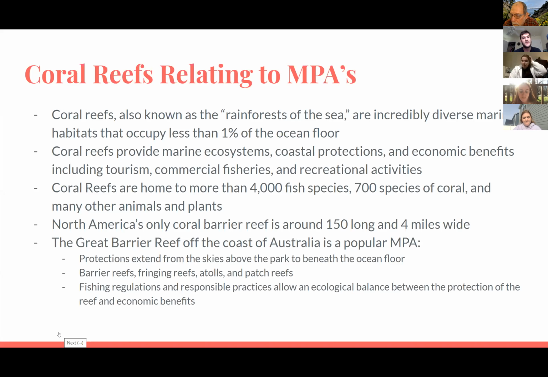Although I will add that the Great Barrier Reef has suffered a lot of coral bleaching over the past years, even though it is an MPA. Next slide.